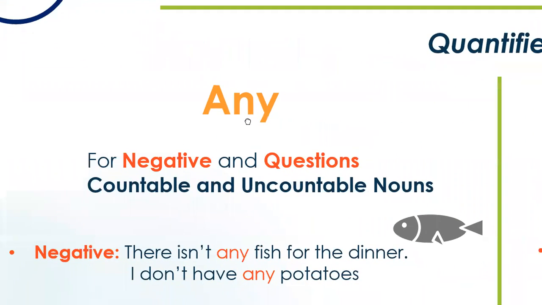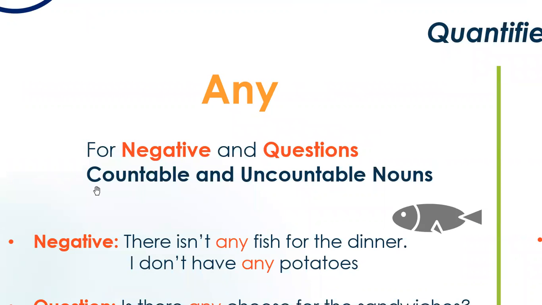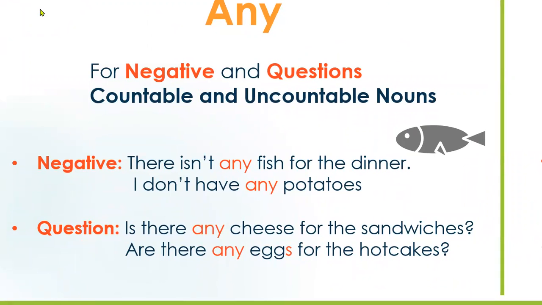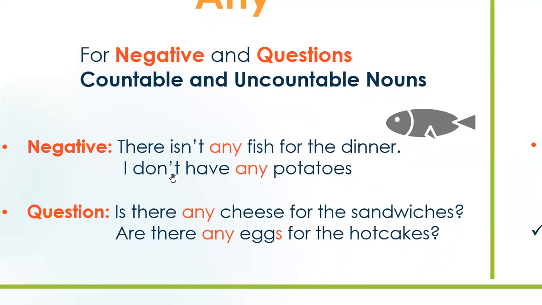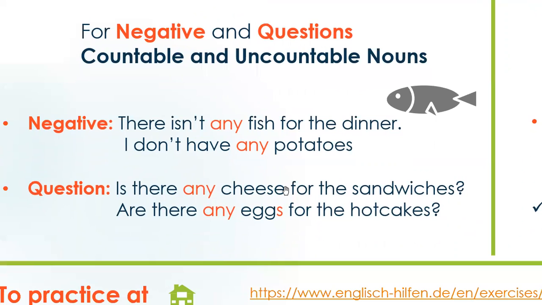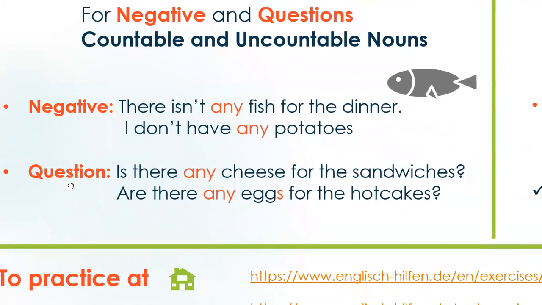Okay. The first one is any. Any, for negative and questions. Countable and uncountable nouns, for both. All right. Negative. There isn't any fish for the dinner. Okay. Any potato. Okay. Any means zero: zero things, countable, or zero quantity of uncountable. Zero. Nothing.